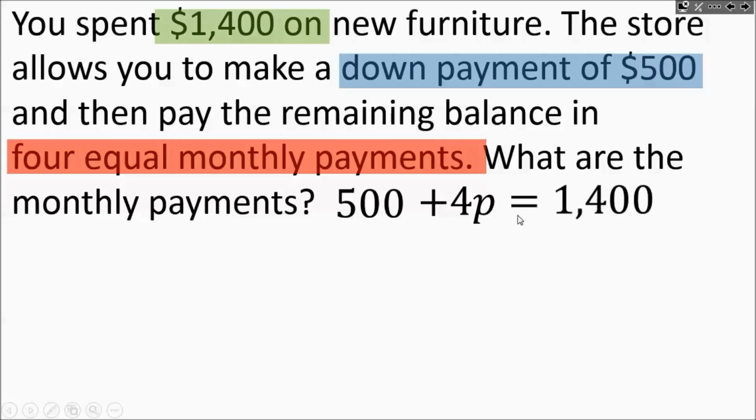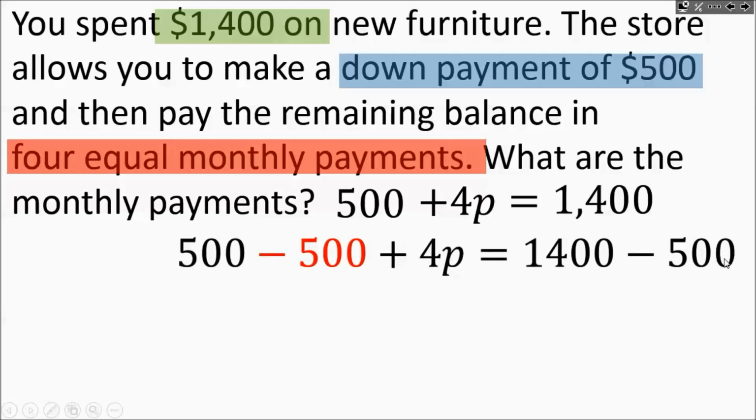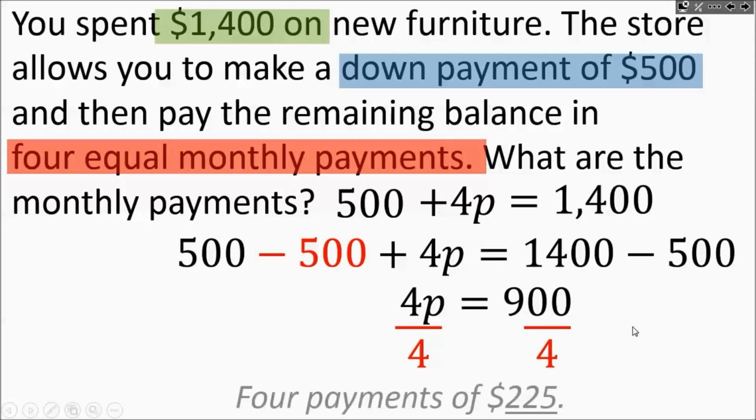So there we go. To figure this one out, we're going to get rid of our constant first. We're going to subtract off the 500. And then we have this. 4 times the payments is 900. We're going to divide by 4. And that's 4 payments of $225. So that's how much you'd have to pay each month.